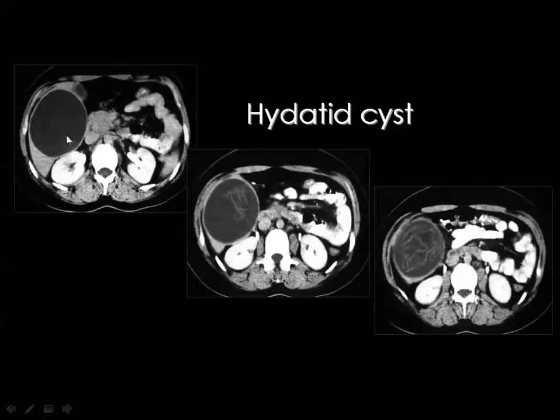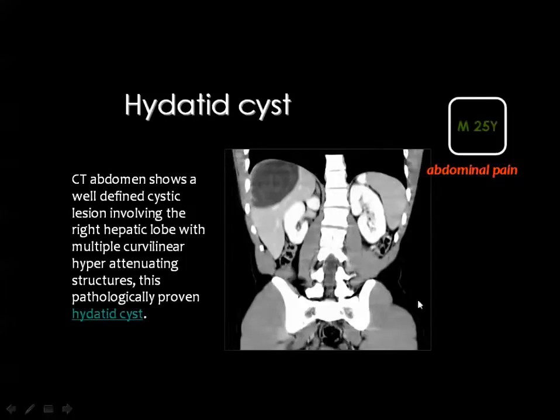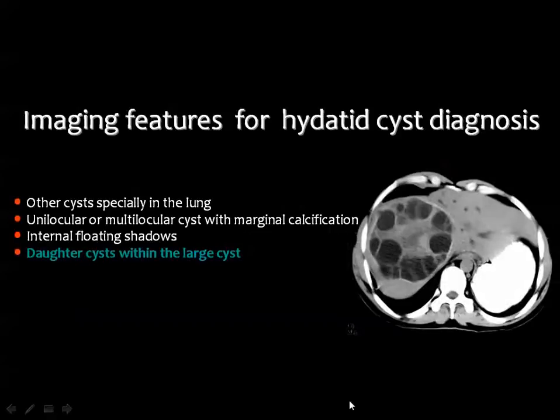And you see a cystic lesion without calcification, and inside the cyst you have some floating shadows. And these floating shadows represent the endocyst and one of the pathognomonic criteria of hydatid disease. And if you see a cystic lesion in the liver with some floating shadows inside, you are sure that this is hydatid disease. And this is the most typical appearance of hydatid cyst anywhere in the body.